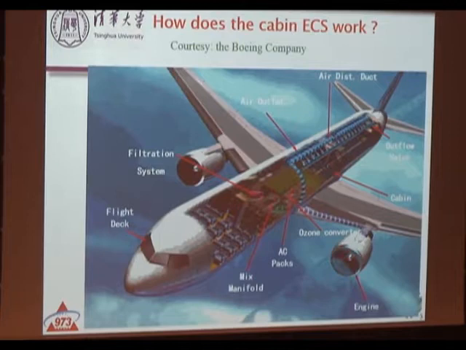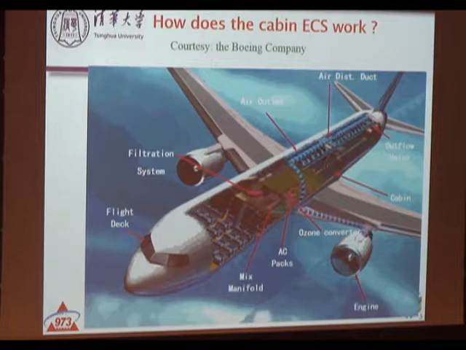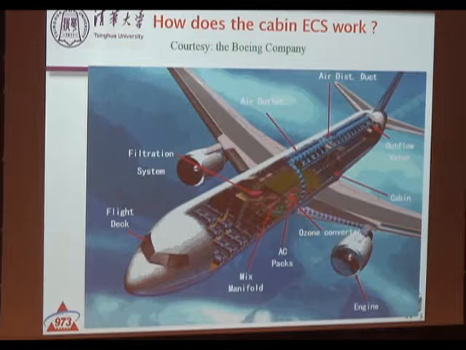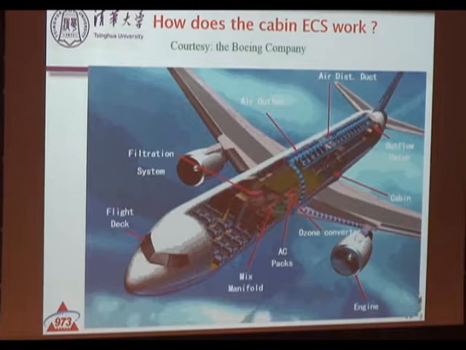Before the air is supplied to the cabin, it has to go through an ozone converter to remove most of the ozone from the outside, and then go to the air conditioning pack to generate the desired temperature and pressure. At this mixing point, some of the recirculated air will mix with the bleed air, and then they go to the cabin through the air distribution duct.